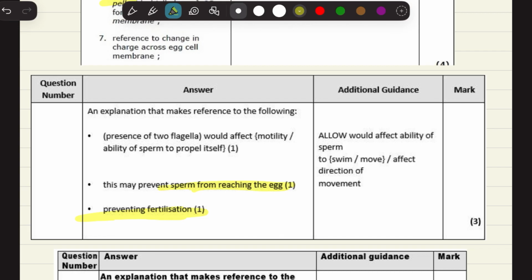Then we can just think flagella, they're involved in movement. So probably having two of them means that the sperm can't do it as well. So maybe I'd work backwards from the answer, you know what I mean? But those points should be fairly decent to get.